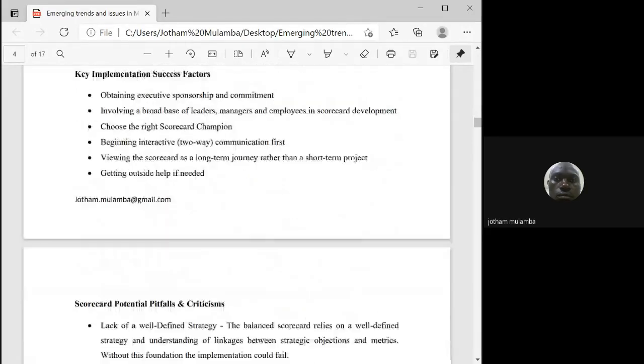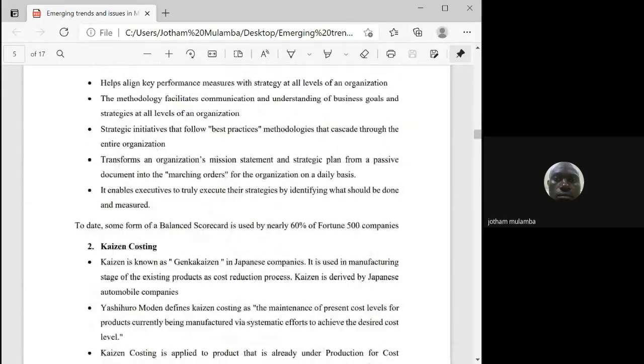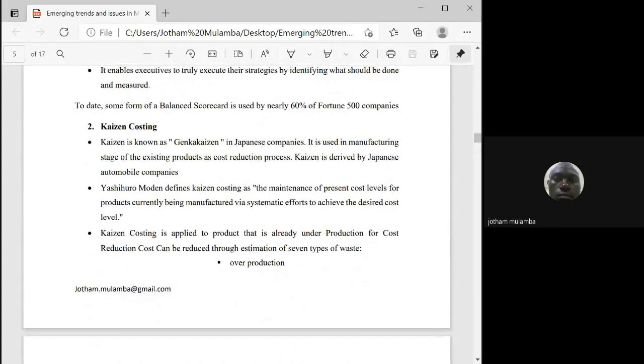So the other parts I will skip about the balanced scorecard. I'll let you read through it. The other part is Kaizen costing. And Kaizen, this is a Japanese company, okay, it's a Japanese company and it's used in manufacturing of existing products, and it reduces the cost of production. So the Kaizen was formerly implemented by a Japanese motor vehicle company that makes motor vehicles.